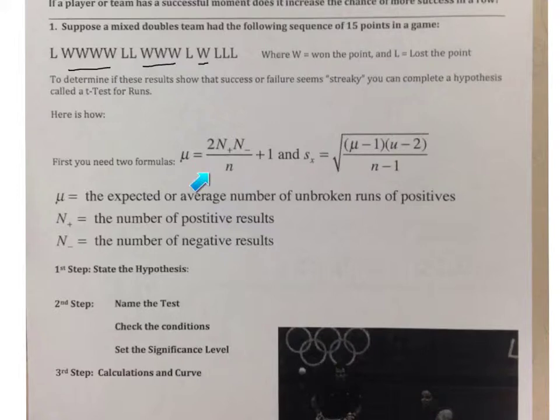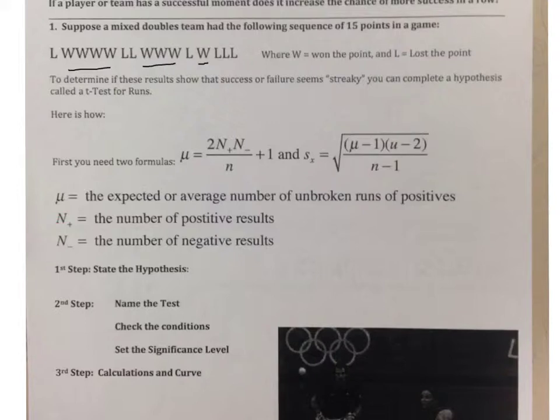So this is what you need to do, is we're going to use these two formulas here. You cannot use the calculator for this. There's not a shortcut using the stat menu on a graphing calculator. So you have to have these formulas available to figure out the p-value. And this is what the formulas represent. Mu is the average number of unbroken runs. We'll talk about that. N plus is the number of positive results, and N minus is the number of negative results.